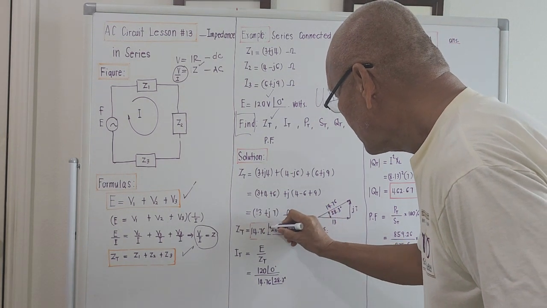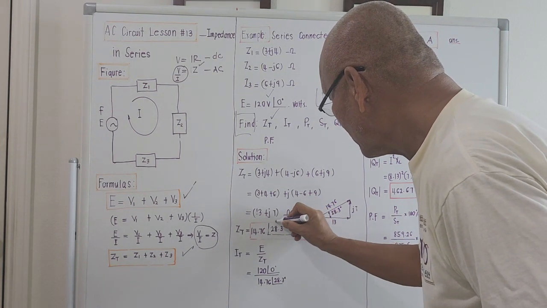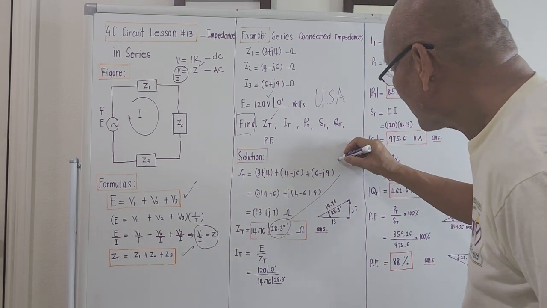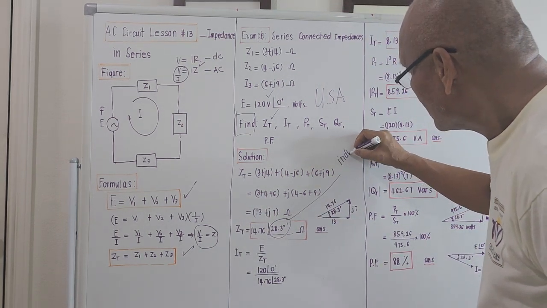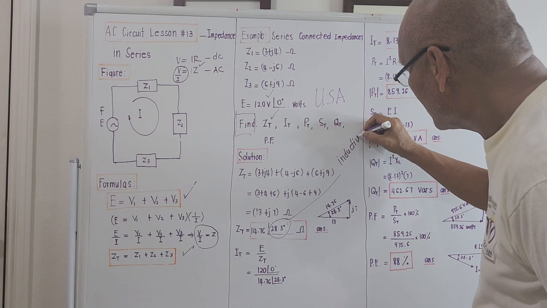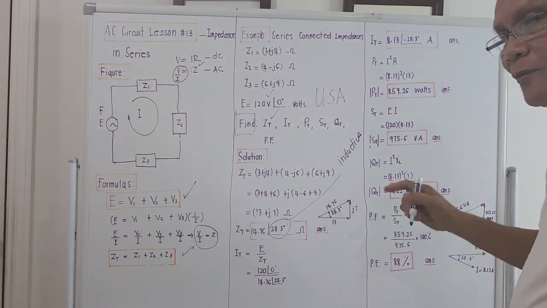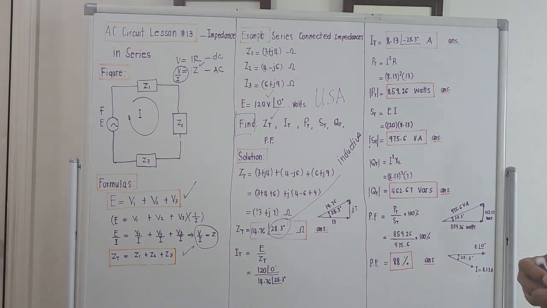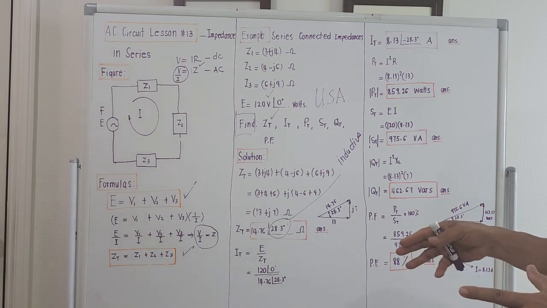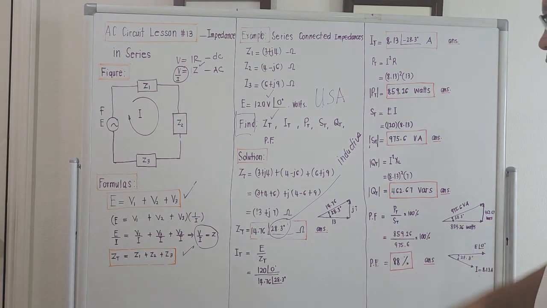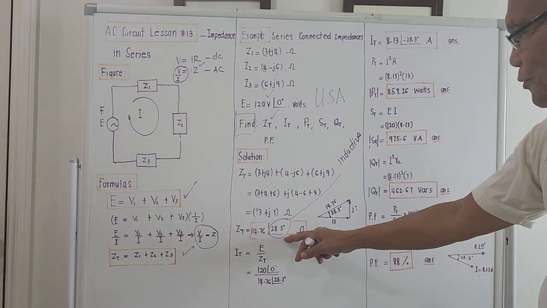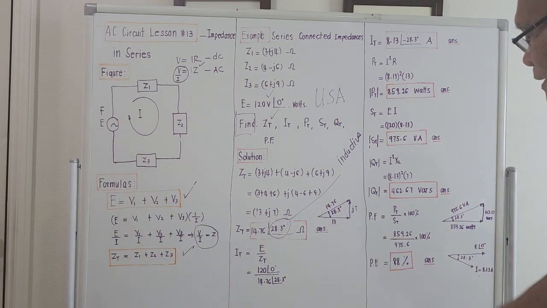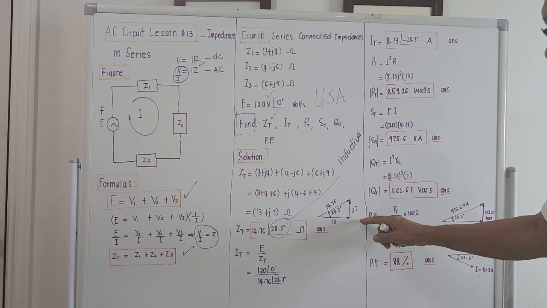Okay. So meaning to say, it is overall inductive. So we are expecting a lagging power factor, meaning the motor loads actually come out, right? So because this is 28.3 and this is plus j7, it is an inductive load that comes out.